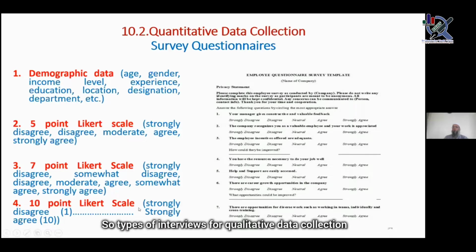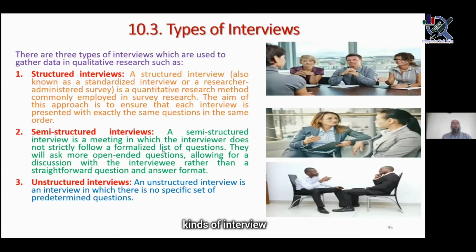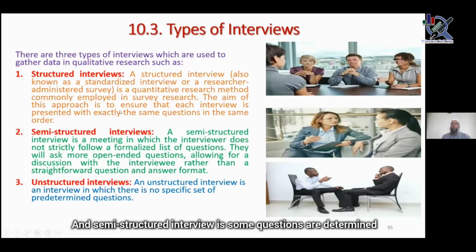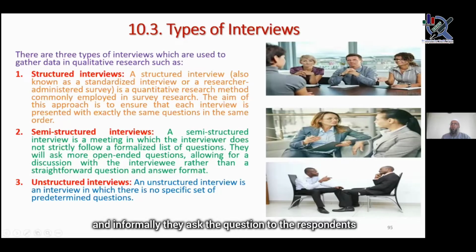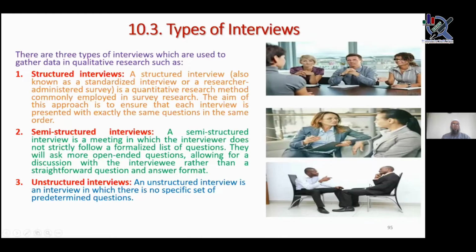So, types of interviews for qualitative data collection. There are different kinds of interview. Structured interview, where the researcher knows all the questions are predetermined, and the same questions are asked to everyone for the response. That is called a structured interview. A semi-structured interview is where some questions are determined and some are not, so the relevant questions will be asked according to the answers given by the respondents. That is called a semi-structured interview. And an unstructured interview has no predetermined questions. They informally start the questions, informally ask the respondents, and they respond. That is called an unstructured interview.